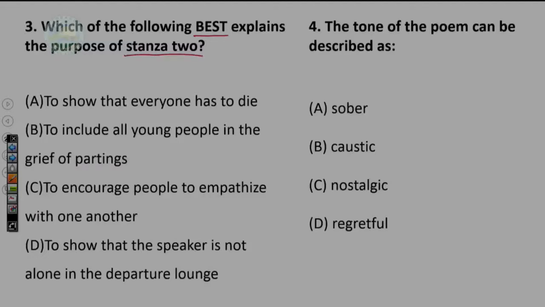What this is telling you is that the structure of this poem is not limited to one stanza. So you need to listen out for where there are spaces and breaks in the reading that would indicate they've moved on to another stanza. Question 4 asks, the tone of the poem can be described as. If you're given a question that speaks about tone, what should you be focusing on while it's being read? Vocabulary. Pay attention to the vocabulary.